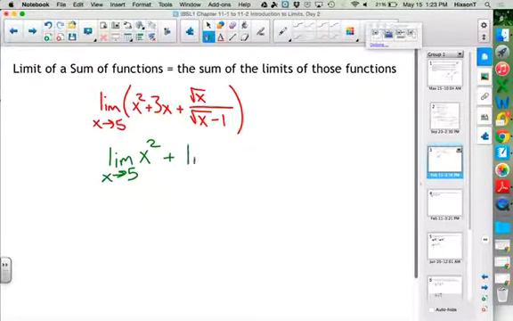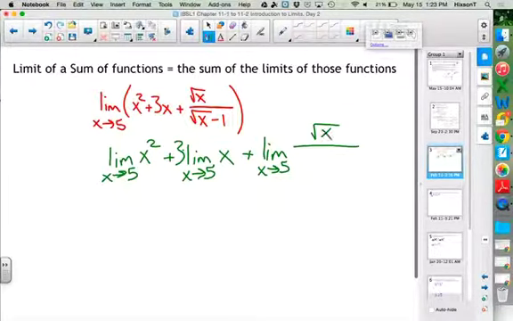plus the limit as x approaches 5 of 3x, and then if I have 3x, what could I do with the 3? I could pull it out, yeah. So 3 times the limit of x, and then plus the limit as x approaches 5 of the square root of x over square root of x minus 1.